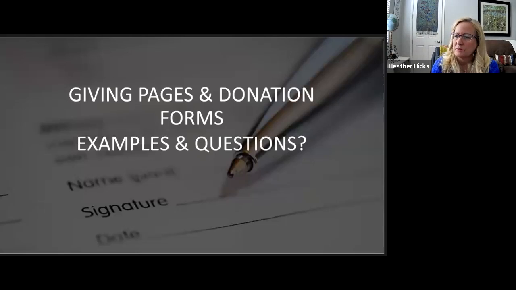Other questions? Any aha moments, anything that just stood out to you and made you say, oh, that's the thing I want to focus on? That's the first area, the next step I can take to really improve my donation pages or my giving pages, my donation forms or giving pages. Anyone want to share what's your number one takeaway?